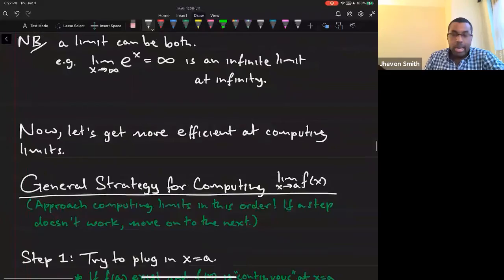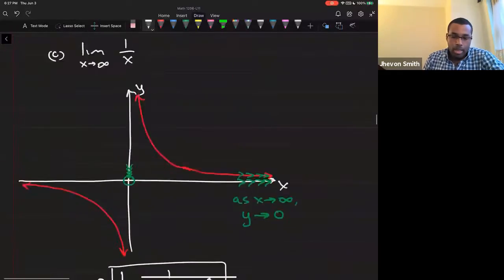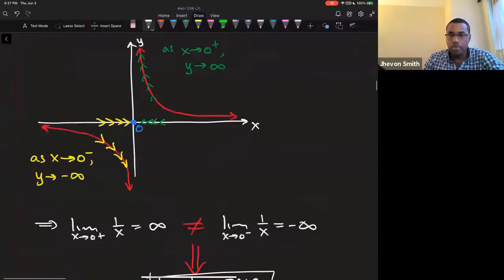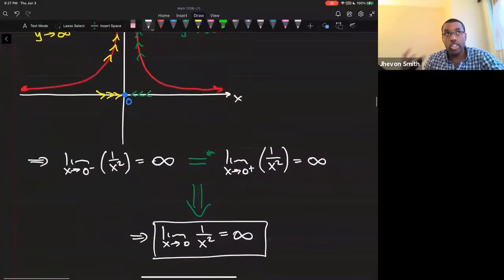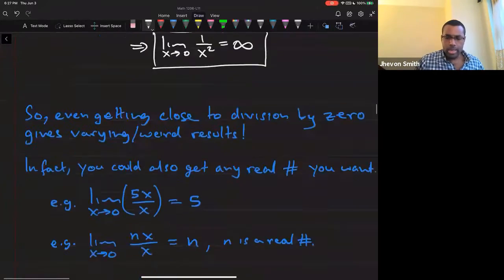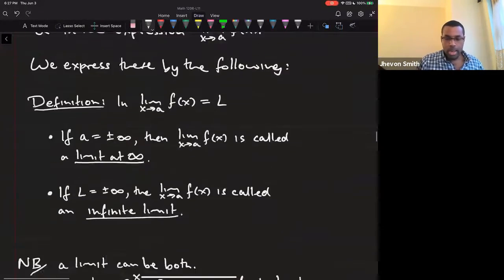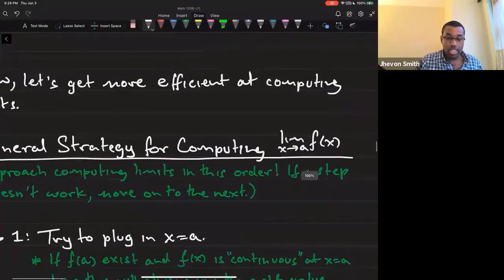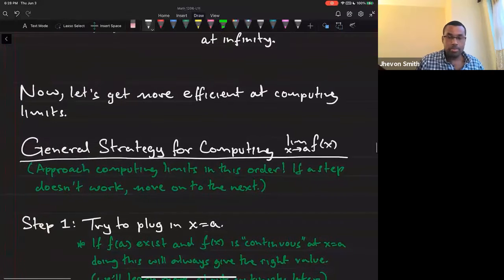So now, the examples that we've been doing, I've been showing you on graphs and we've been discussing them. And I really wanted you to get an intuitive idea of what a limit is. But at the end of the day, it's Calc 1. I'm going to give you a test. I'm going to ask you to do a bunch of limits. I don't expect you to be all fuzzy about it. I want you to be very efficient and able to compute limits very quickly. So what we're going to do now is talk about a strategy for computing limits.